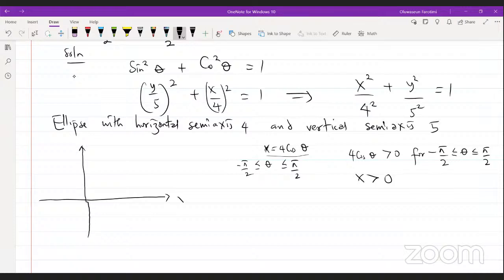So what does that tell me? This is x, this is y. It means this is the only dominant part on my x. But that's not the same story for y, because y is sine, right? So what does that mean? This is going to just be kind of a semicircle on this part.